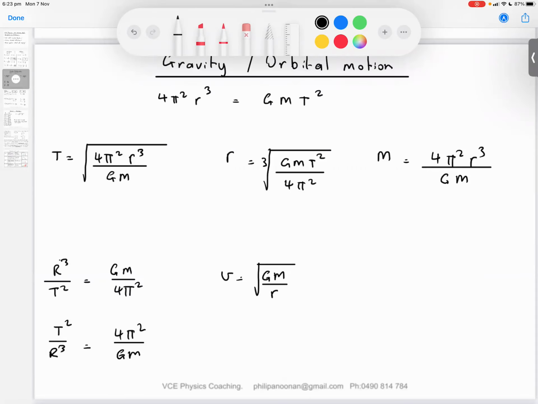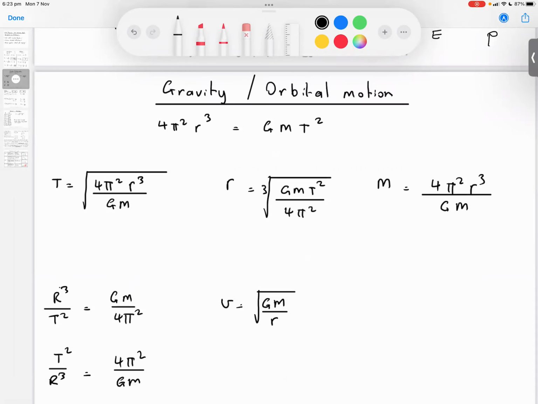So here's some formulas relating to gravity and orbital motion. We're equating the formulas for circular motion or circular acceleration and gravitational field strength. And we've reworked them to get three formulas there for the time period of an orbit or the radius of an orbit. So they're sort of ready-made to go. Make sure you use your calculator carefully. Just keep your eyes over the calculator and watch what you're typing in.